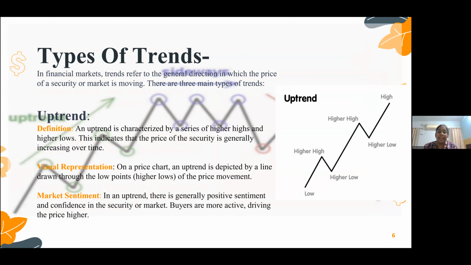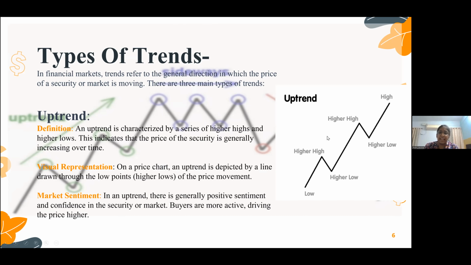Now there are three types of trends: the uptrend, downtrend, and sideways. Let us understand each of them one by one, starting with uptrend. An uptrend is a series of higher highs and higher lows. One can see here is an uptrend. These are the higher highs and these are the higher lows.